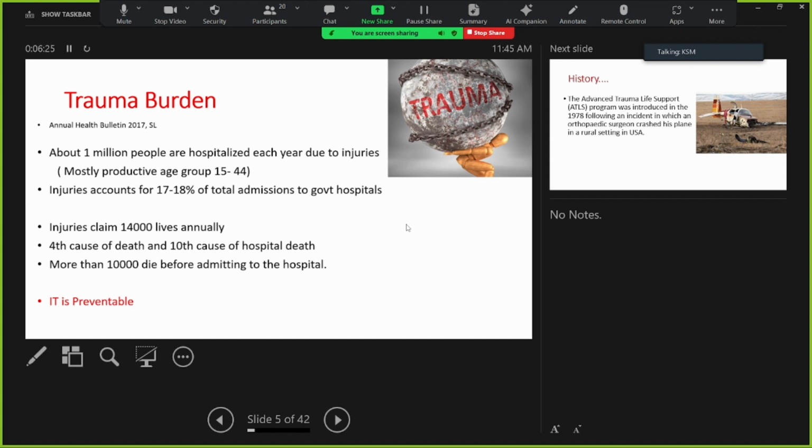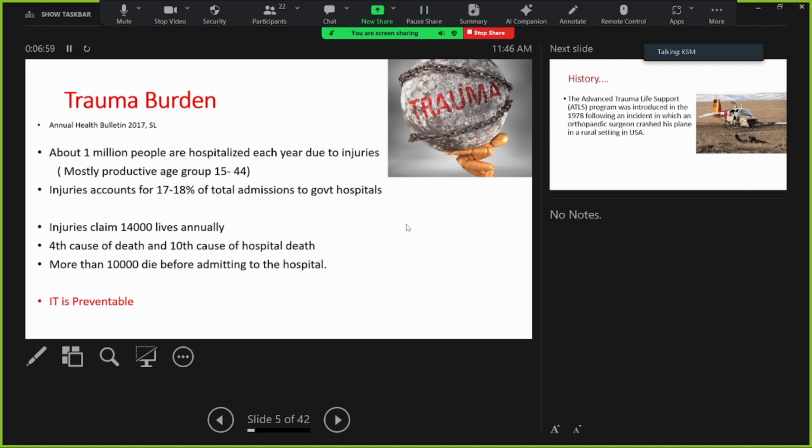And out of which, the majority fall into the productive age group, like 15 to 44. That is an economic burden to a country as well. And it amounts to about 20% of total admissions to the hospital. According to this bulletin, there are about 14,000 deaths. The significant thing is, out of these 14,000, 10,000 deaths happened before even reaching the hospital.